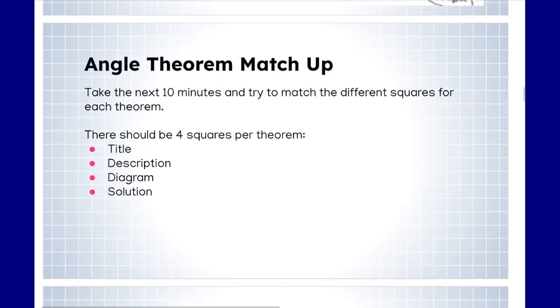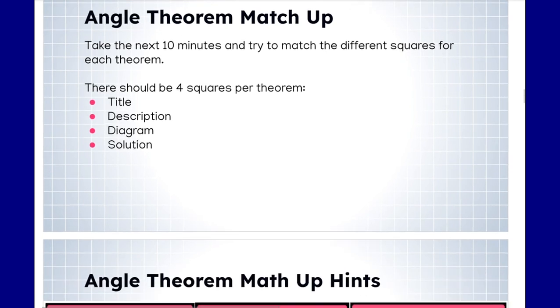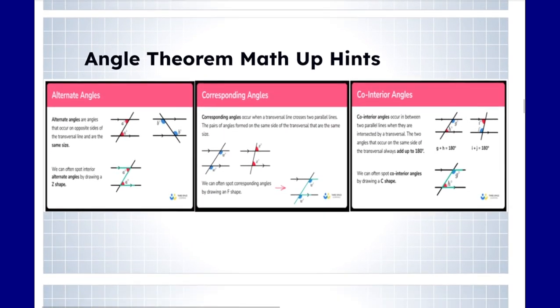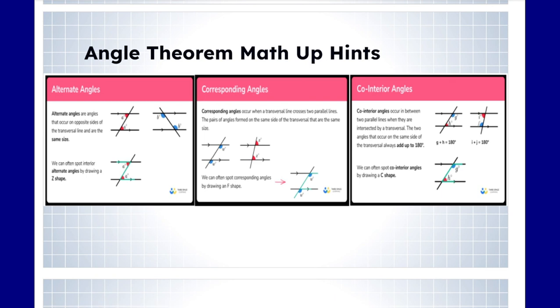If you go to the course content, you'll find an angle theorem matchup. You're basically matching 4 squares together: a title, a description, a diagram, and a solution for the different theorems that we looked at. So take some time to do that. If you're just watching the video, we will go through and look at the solutions. Here are some hints as well to help you, a refresher of the different types of angles that we talked about, and the parallel angle rules, the Z, the F, and the C pattern.